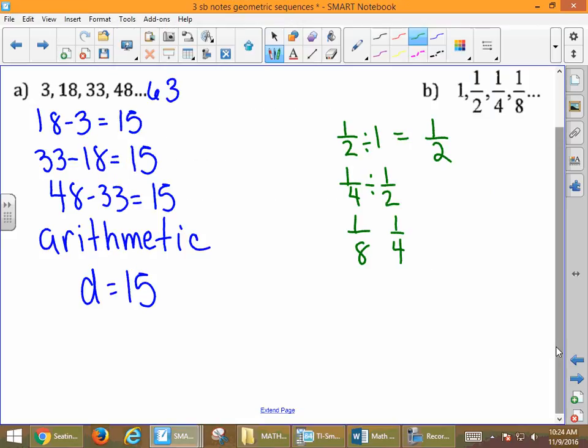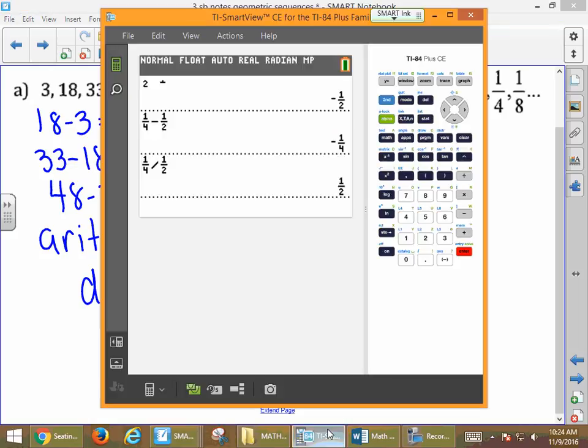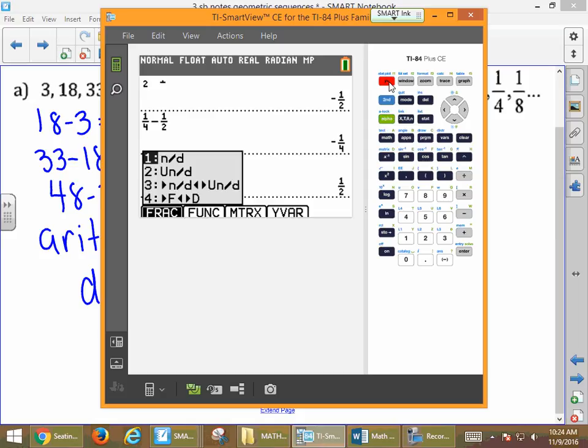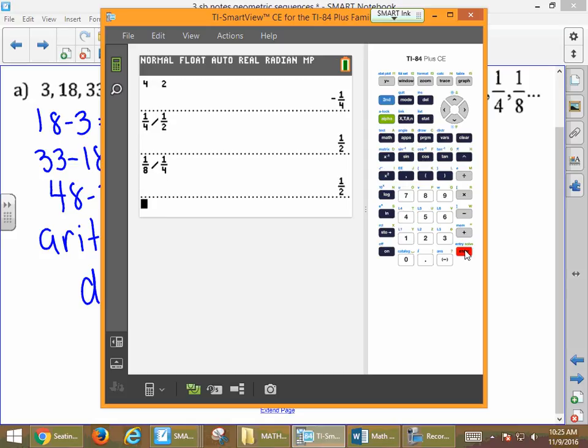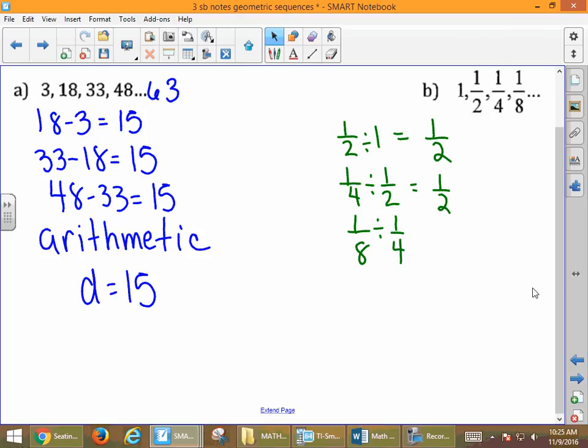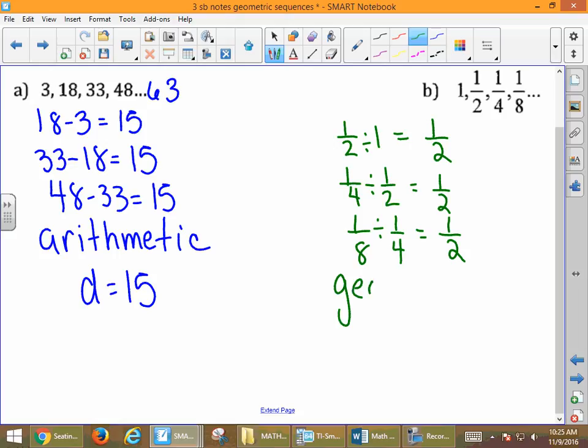Good sign. Let's try 1/8 divided by 1/4. And sure enough, we get 1/2. And because when we divide every value there, we get a value of 1/2, this means that this one is a geometric sequence. The value of 1/2 is our common ratio.